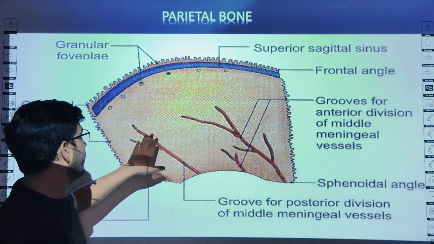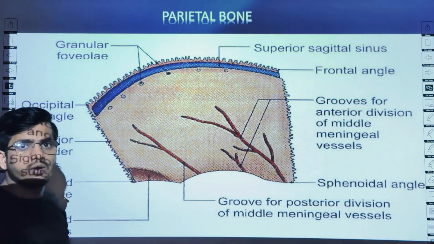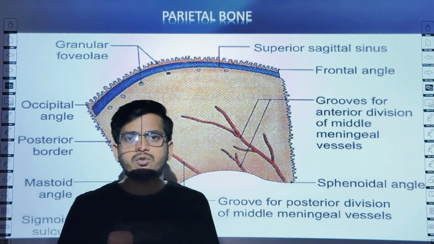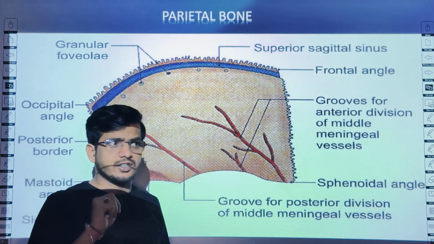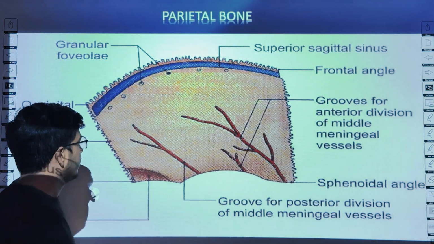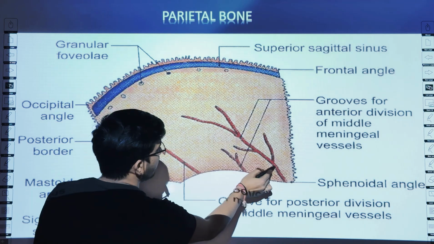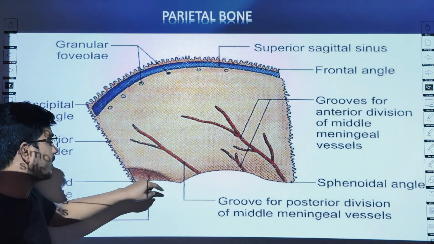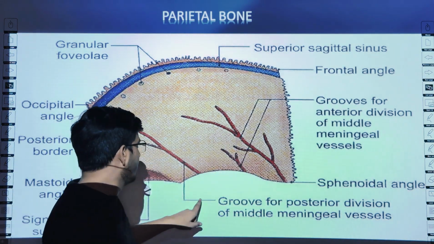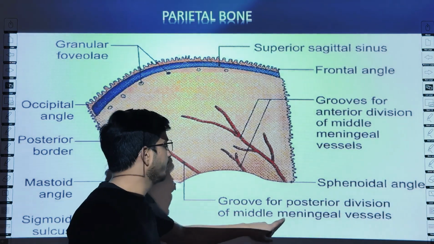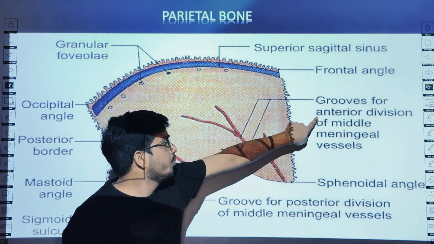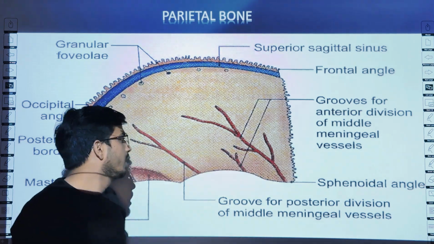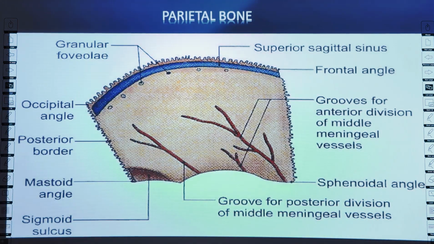So now I will explain the inner surface of the parietal bone. When we visualize the inner surface of the parietal bone, we will see the main structures, that is, the vascular marking. We have the groove for the posterior division of the middle meningeal vessels, and we also have the groove for the anterior division of the middle meningeal vessels, and we have also the sagittal sinus.